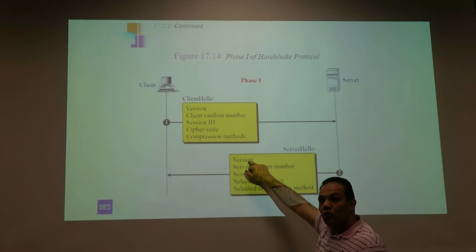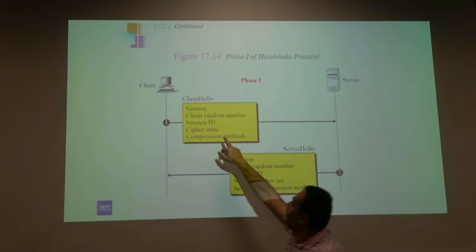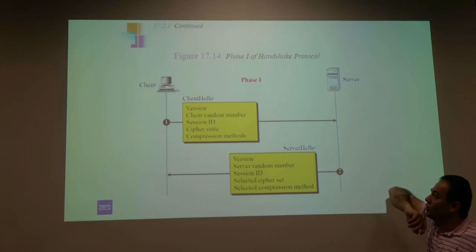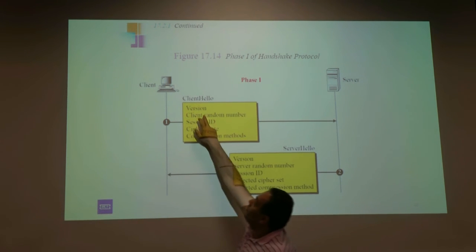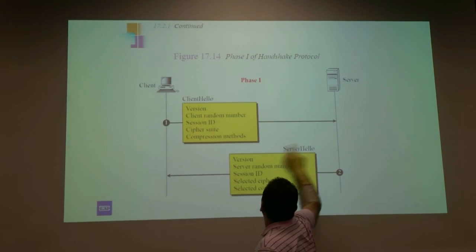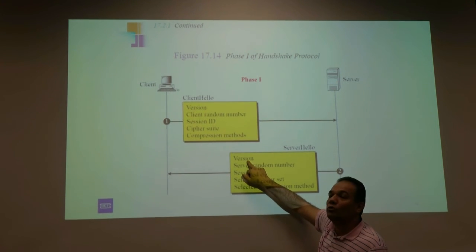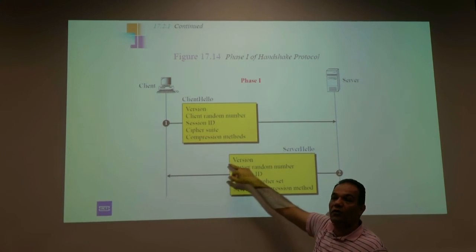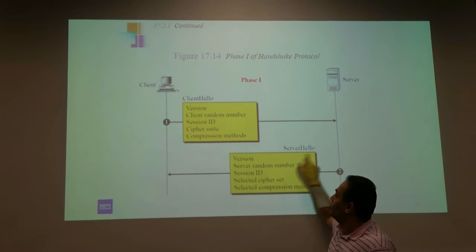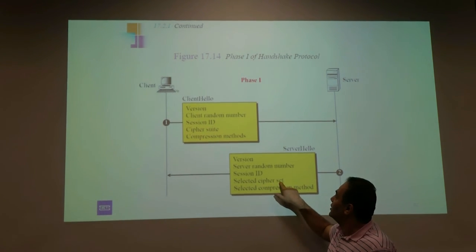With the lower version that he can support from the higher. Okay, so let's say, for example, the client can support 3.1, and the server could support 3.1. Then we'll send 3.1. What if it can support only 3.0? Then we'll send 3.0 because it's backward compatible. Then the server generates a random number and the session ID.